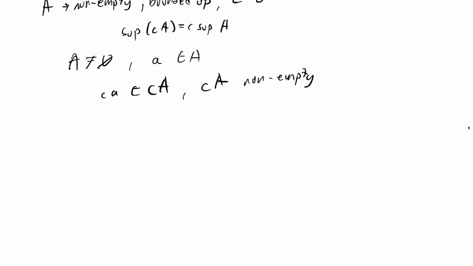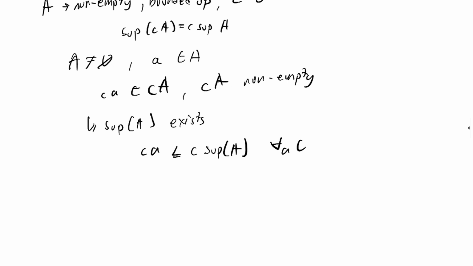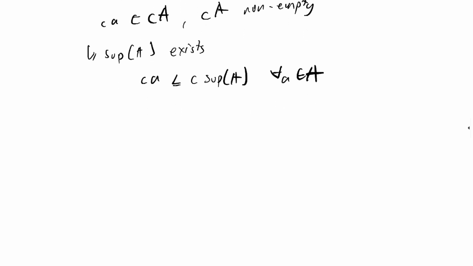So now we can take a look at the fact that A is bounded above. So once again it's almost the same proof: the supremum of A exists by the completeness axiom. So all we're saying is that c times little a is also less than or equal to c times the supremum of big A. And this is true for all a within big A. Okay, so this is the same structure of the proof as the last question.